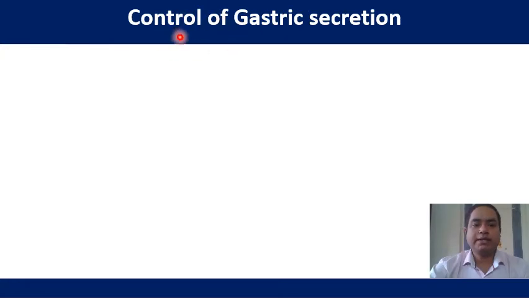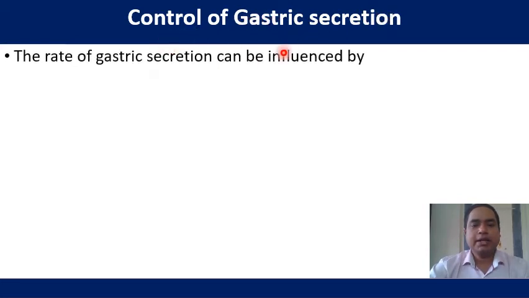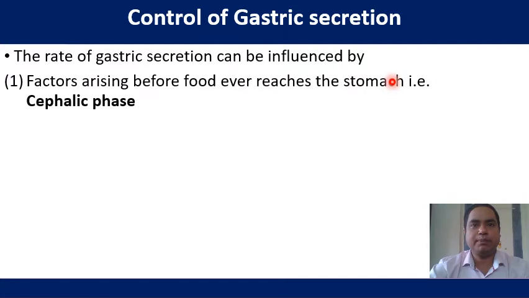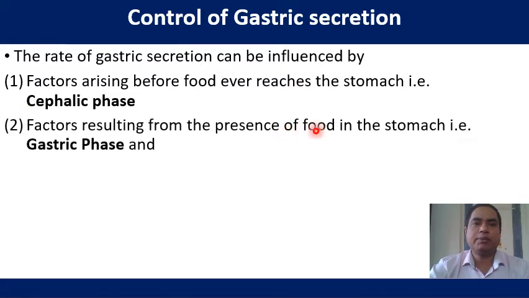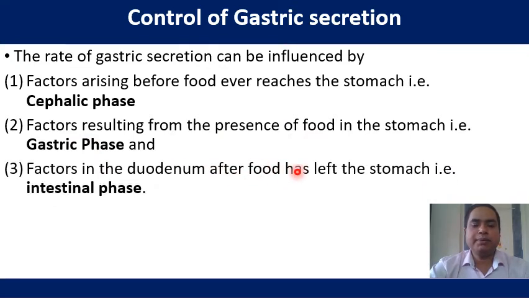Now we will understand the control of gastric secretions. The gastric secretions can be influenced by the factor arising before food ever reaches the stomach, that is the cephalic phase. Another factor resulting from the presence of the food in the stomach is the gastric phase, and the factor in the duodenum after the food has left the stomach is called the intestinal phase.